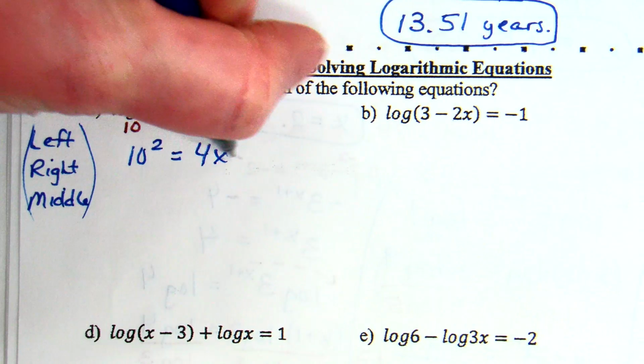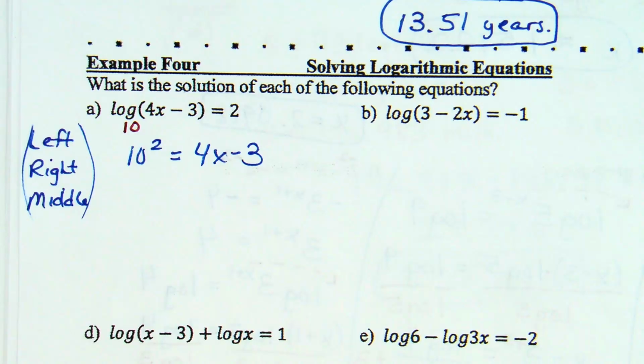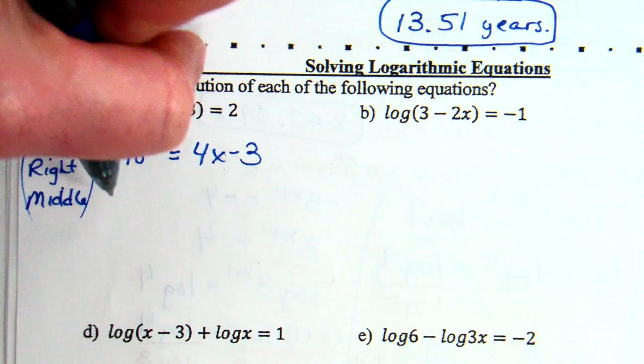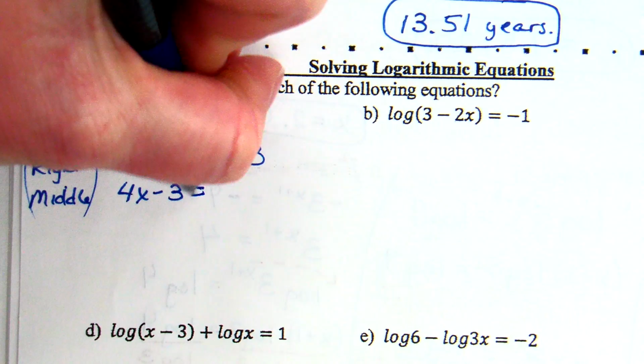So 10 to the second equals 4x minus 3. Left, right, middle. 10 to the second equals 4x minus 3. What's 10 squared? 100. So I have the equation 4x minus 3 equals 100.